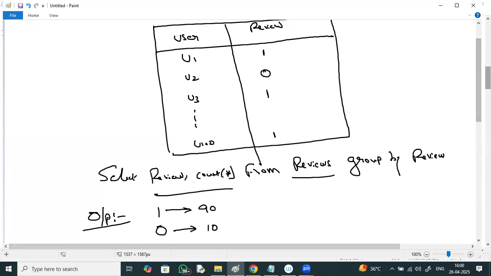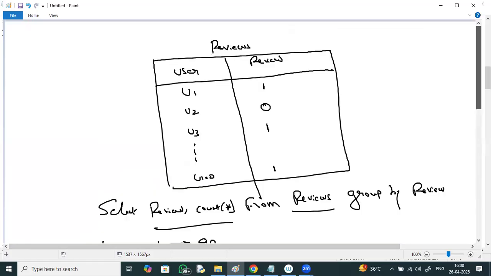Okay, but generally reviews won't be given in the form of ones and zeros. The first person says the movie is good, giving their review in their own text format. The second person says the movie is not good. In this way, they are giving reviews in their own text format. Previously, it was zeros and ones, so we could write that query for it. But now, can you write an SQL query to handle this kind of data?